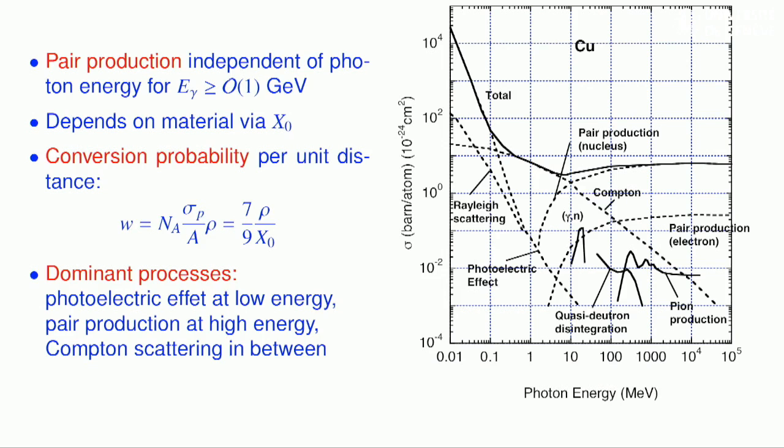The busy plot on the right shows a summary of the contributions of all processes to the photon total cross-section in matter. Among these, the most important ones are the photoelectric effect at low energies and pair production at high energies. In between, around 1 MeV, at the minimum of the cross-section, Compton scattering dominates over other processes.